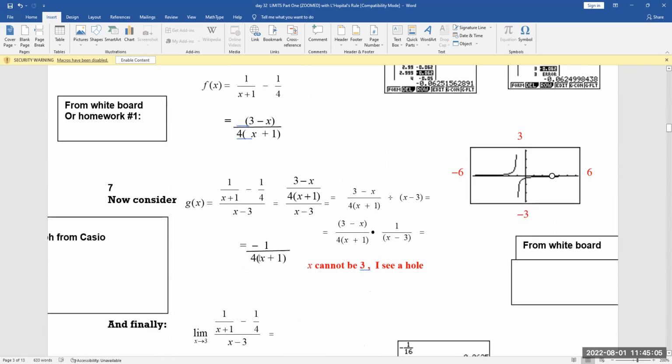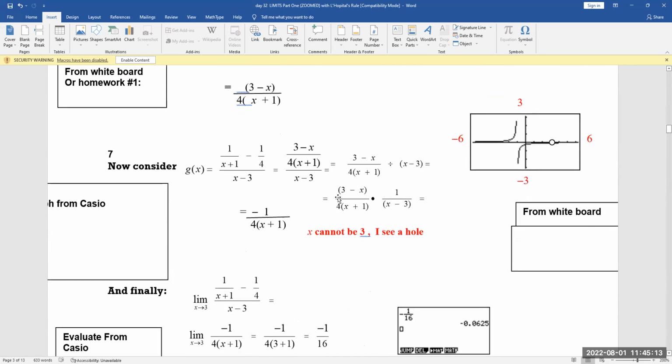We analytically then considered doing some algebra and getting a common denominator, multiplying by the reciprocal, canceling out a 3 minus x with an x minus 3. As long as you said x cannot be 3, I'm going to see a hole, just to make sure we're looking for that hole at x is 3.